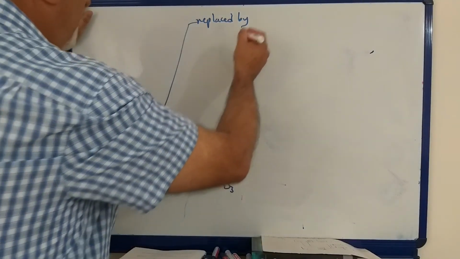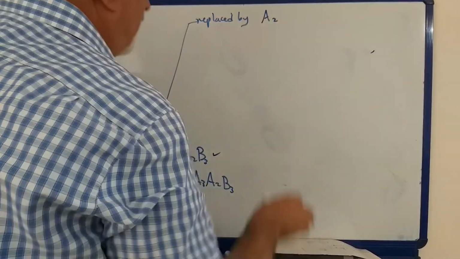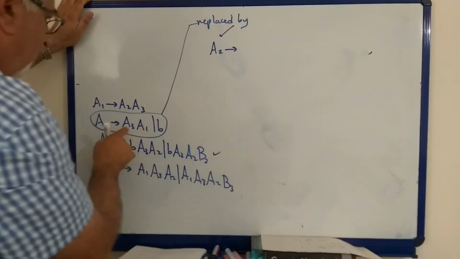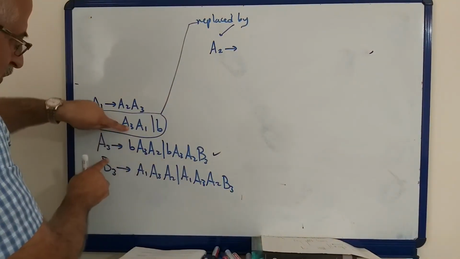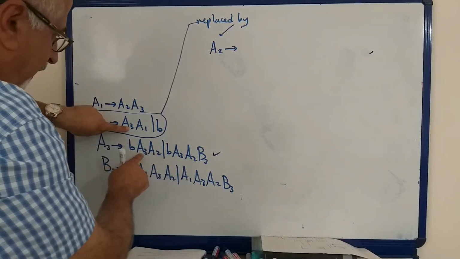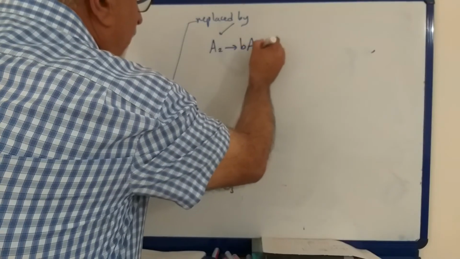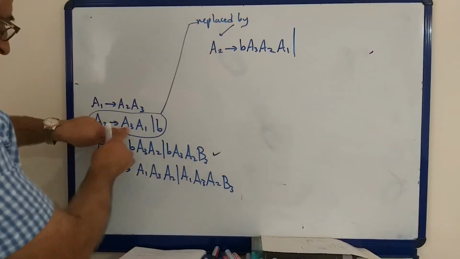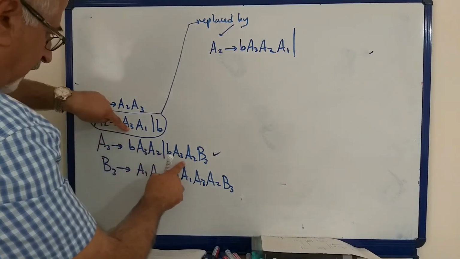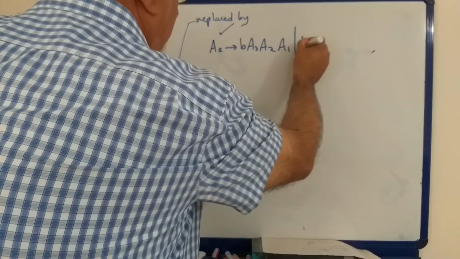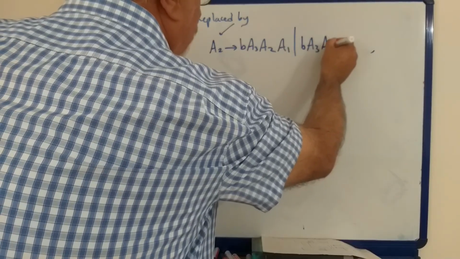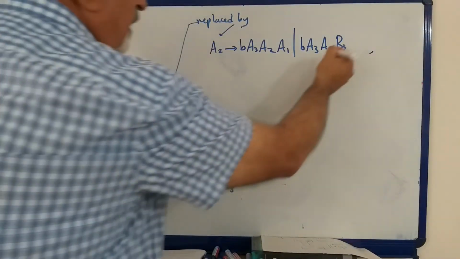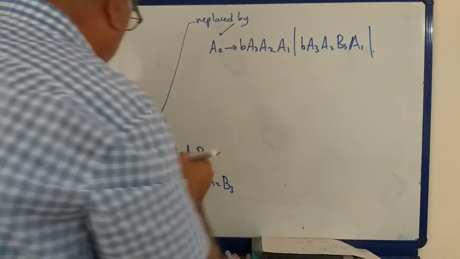So instead of A3, A2 is replaced by, let me write it here. Now, A2 gives, instead of the A3, I will write this or this. So B A3 A2, and I have A1, or instead of A3, I can put B A3 A2 B3, and don't forget A1 because this is instead of A3, A1, or I have B.